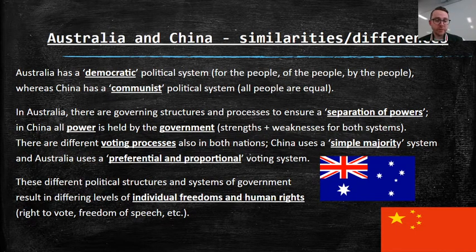These different political structures and systems of government result in differing levels of individual freedoms and human rights. So the right to vote, freedom of speech, etc. Basically, the amount of freedom or individual rights you have in your country is usually dependent on the type of government in charge.